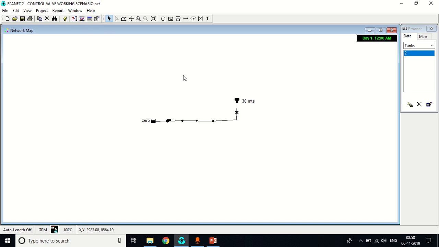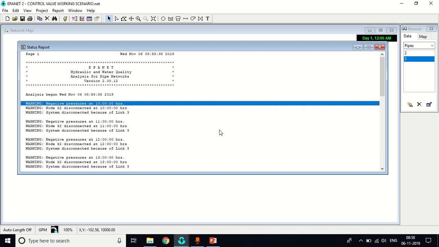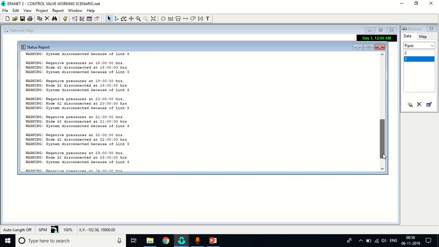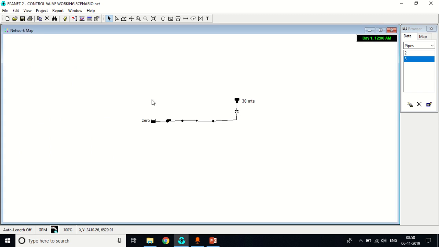So if I run the program by changing the status to check valve, sorry, it shows me a negative pressure report at 10 a.m., 11 a.m., and so on up to 24 hours. That means, what is happening in this network? Up to 10 a.m. the pump is on.